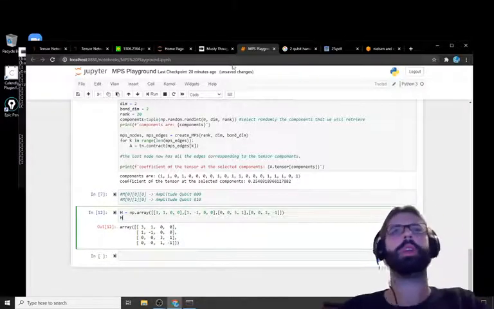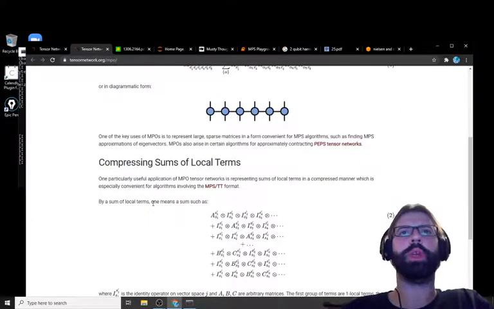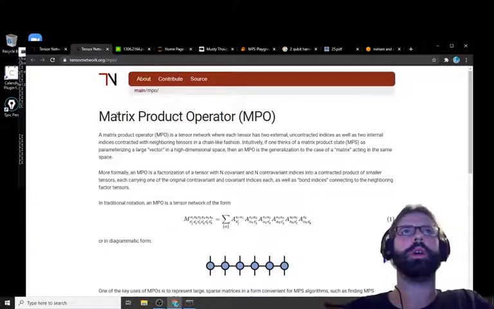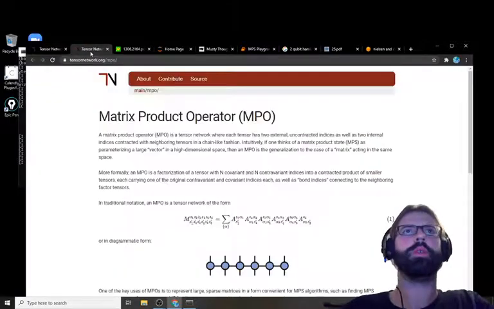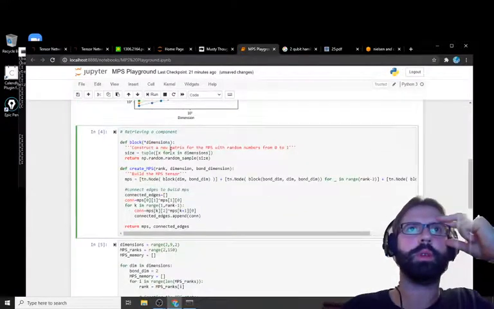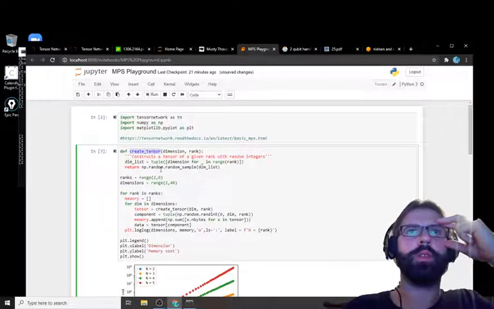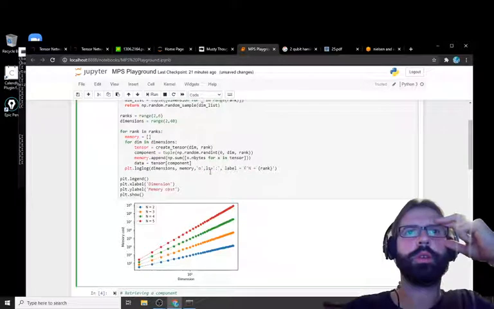So we have 2 qubits, and now we should have the MPS be 2 tensors. So what I could do is actually use these functions, right? Okay, so this creates a tensor of dimensions and rank. What is the difference? What are the dimensions then here? Create tensor.